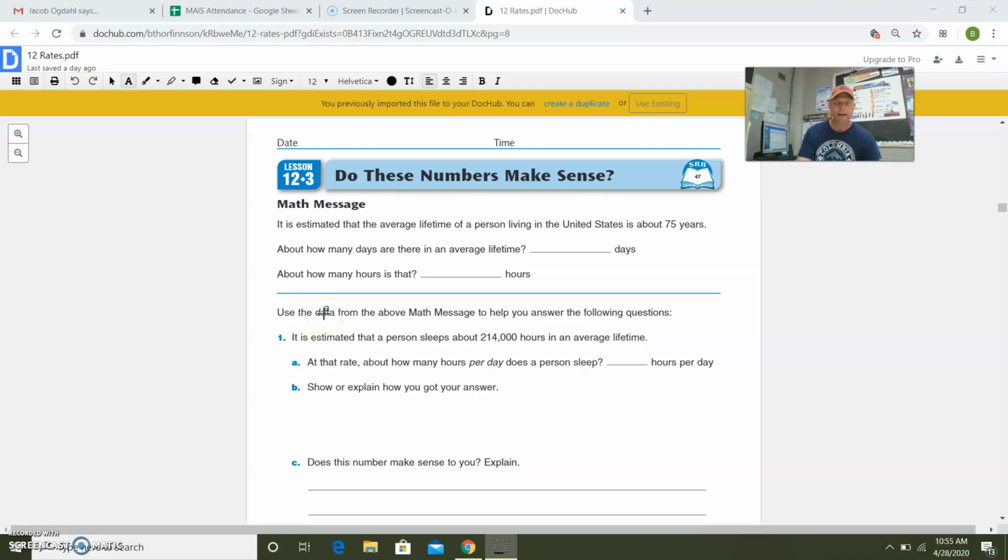It's estimated that the average lifetime of a person living in the United States is about 75 years. Okay, so if we're going to take 75 years, about how many days are there in an average lifetime? The answers for some of this stuff are in the back of your book. If you look to the back, I'm going to give you a few of these. In the back cover of your book, it'll give you how many feet in a yard, feet in a mile, possibly, or yards in a mile. It also has days.